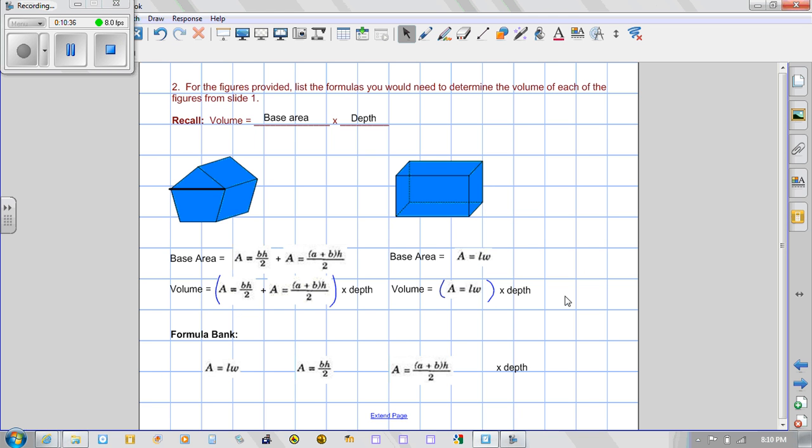Okay, so in the next video when we come back, we'll get into calculating the volumes of different prisms.